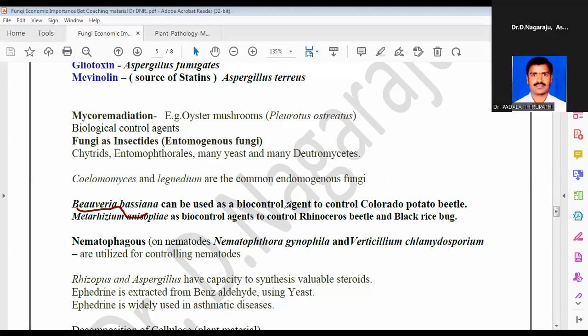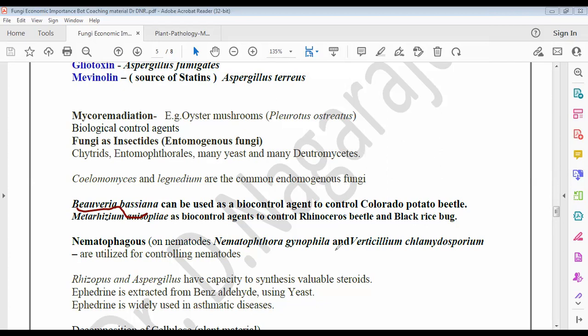And nematopathogens which kill the nematodes. Especially Verticillium fungi are used as a nematopathogen which causes disease to the nematodes. To control the nematode, we use these fungi, that is Verticillium and Chlamydosporium.